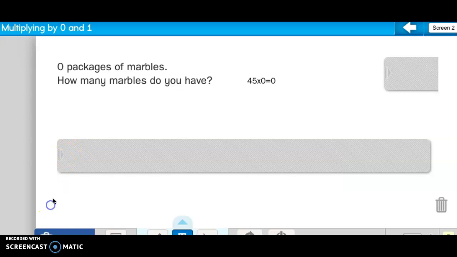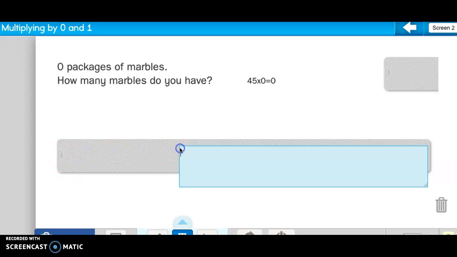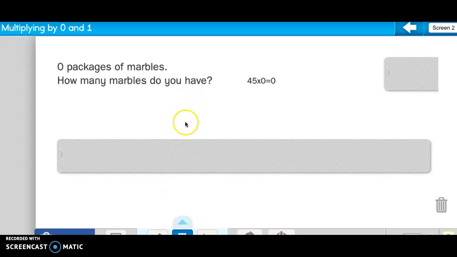I'm trying to open up this next place and it's not opening up very well. So since it's not opening up, I'm just going to talk about another one.